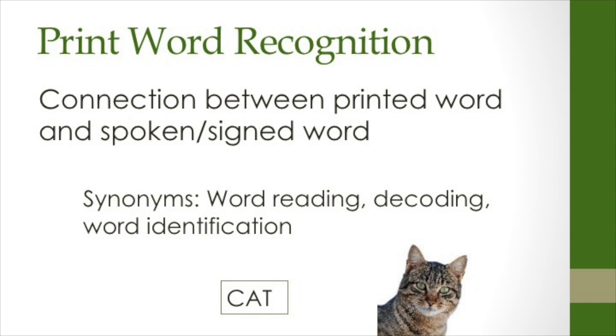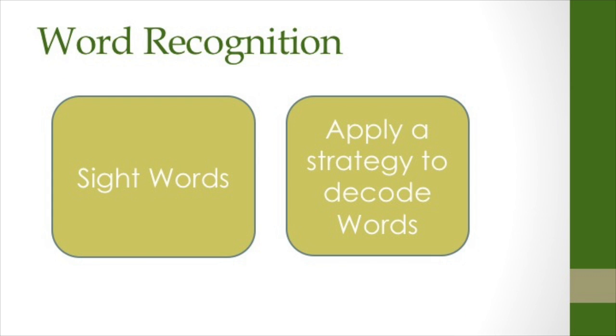So the simple example on your slide is the word cat. For all of us, it brings up a picture of a cat. So we know what that word means. And we also have a spoken or signed word that's connected to it. So there are two principal ways in which we engage in word recognition. Sight words, or we apply a strategy which leads to decoding the words. Let's talk about each one of these in turn.